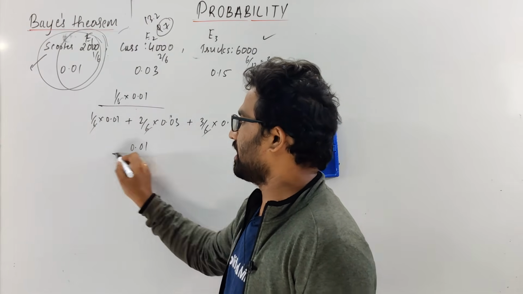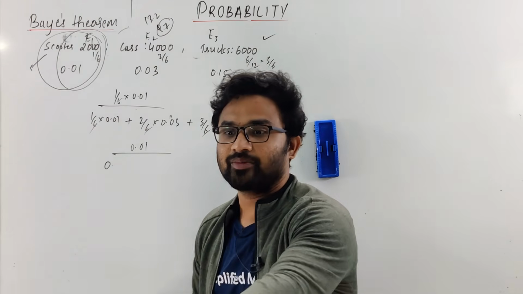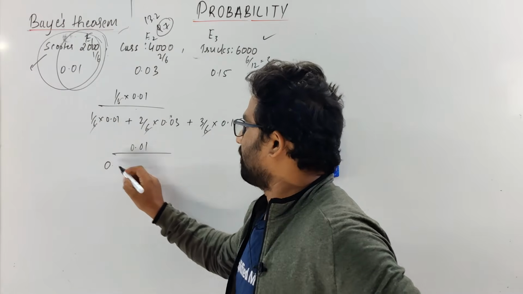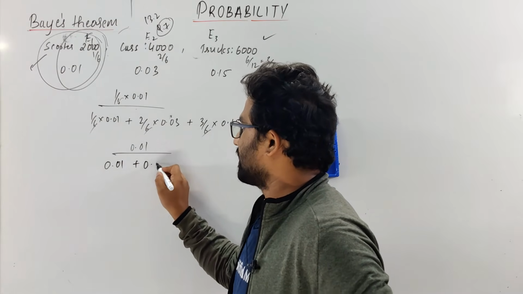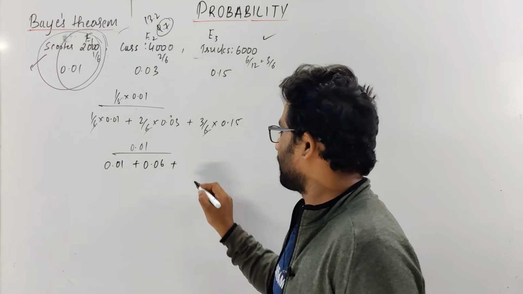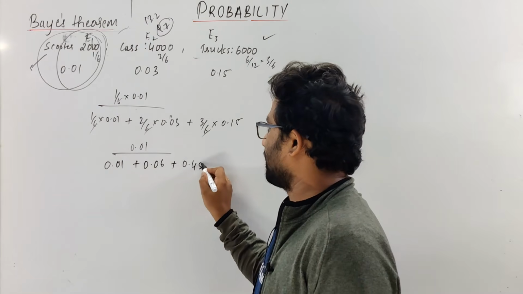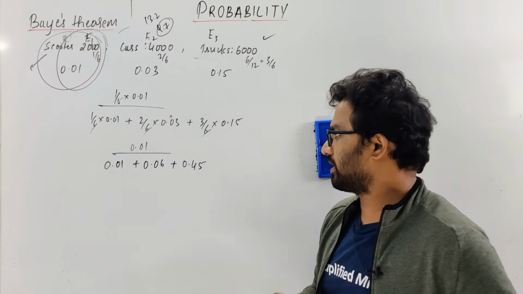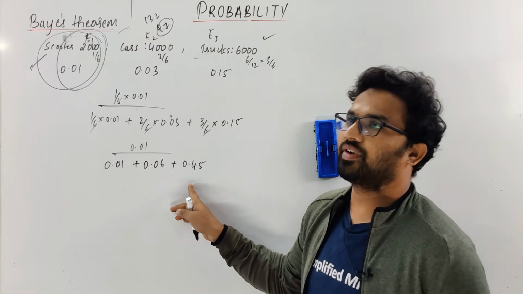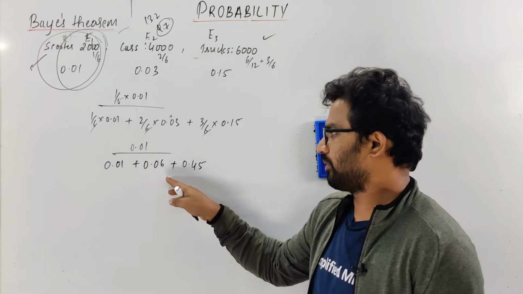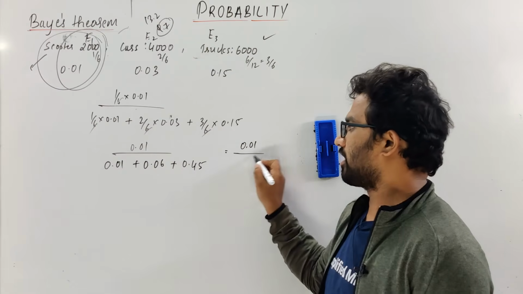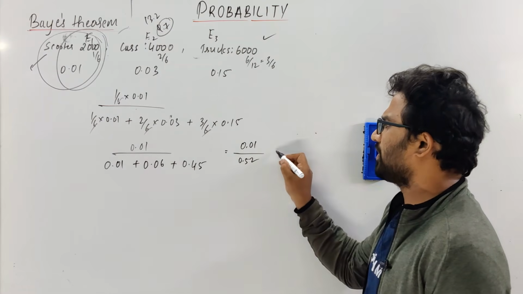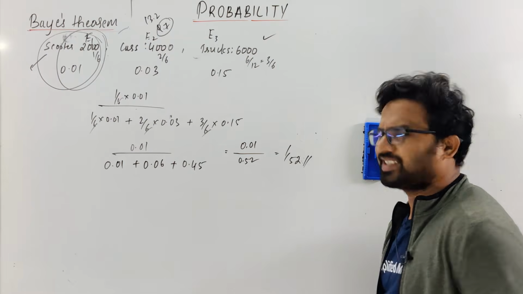So we get 0.01 divided by 0.01, 0.06, and 3 into 0.15. 3 into 0.15 is 0.45. Okay, got it clear now? Understood? 0.01, 0.06, 0.45 you get. Adding all this, for example 6 + 45 is 51, 52. So the answer is 0.01 divided by 0.52. So I think 1 divided by 52 is the answer you get. So these are the steps actually, very easy.